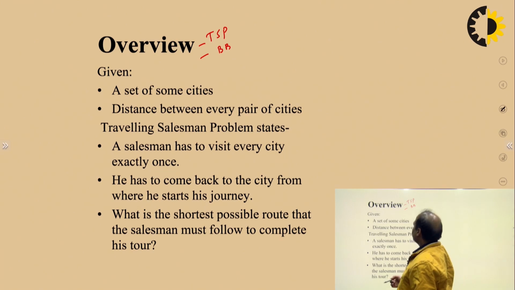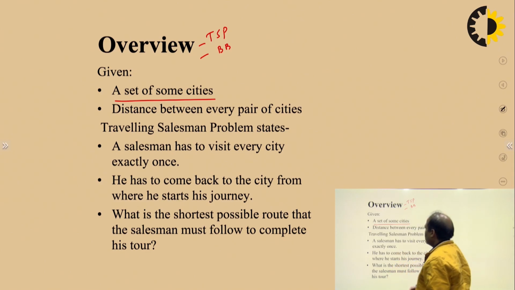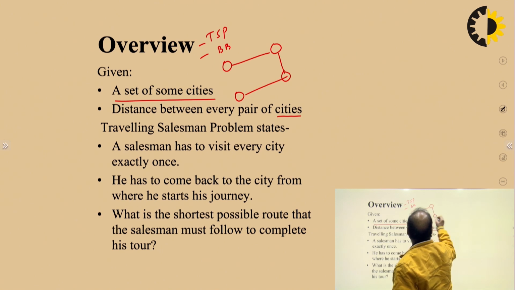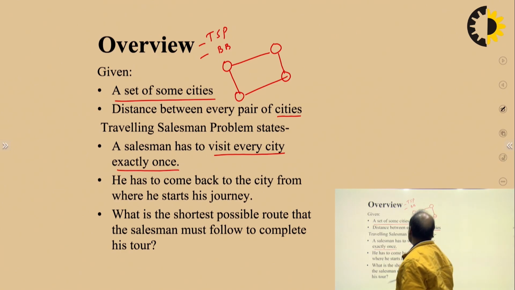In TSP, a set of cities is given, and the distance between every pair of cities is also given. Most of the time, cities are modeled in a graph, and cities can be treated as nodes. So what is TSP? It states that a salesman has to visit every city exactly once. Every node has to be visited exactly once.